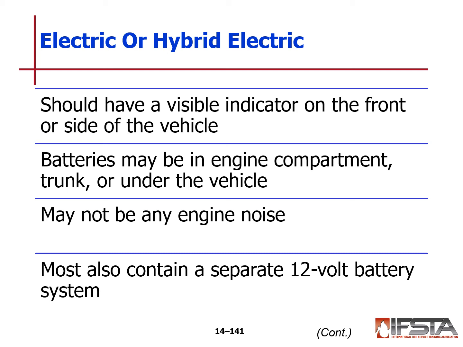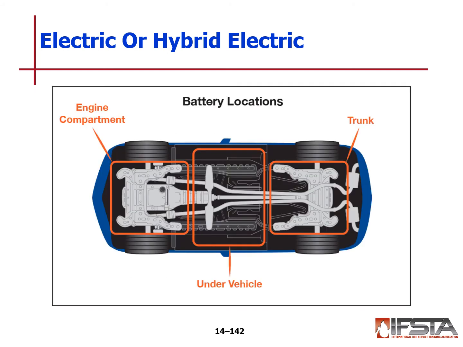Electrics and hybrids should have a visible indicator on the front or the side of the vehicle. The batteries may be in the engine compartment, trunk, or under the vehicle. There may not be any engine noise at all. Most also contain a separate 12-volt battery system for small things on the vehicle. So the locations of the batteries again may be in the engine compartment itself. A lot of times you do find them under the trunk, and then with some makes and models they are under the vehicle and protected.